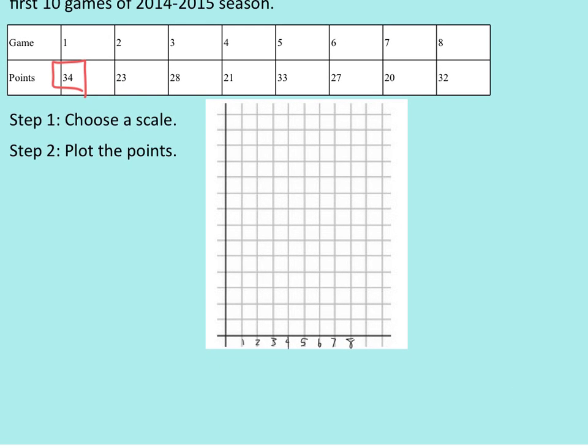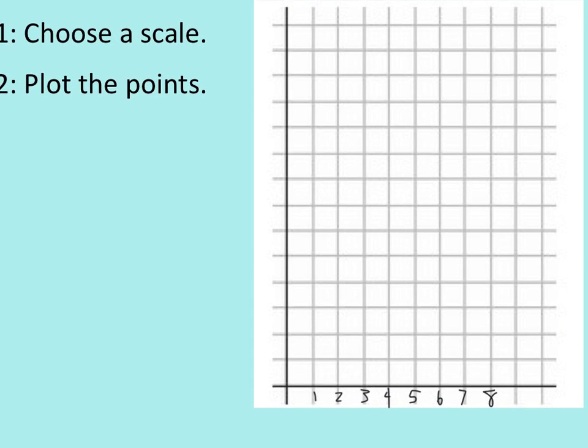So to get to 34, if I go by 2's, if I make each line worth 2, that would get me up to 28 if there are 14 spaces. So that's not big enough. Would 14 going by 3's work? Would it work to go 3, 6, 9, 12, and so on? Yeah, it would. That will actually get us up to 42. So let's go ahead and label our axis, and we're going to go by 3's.